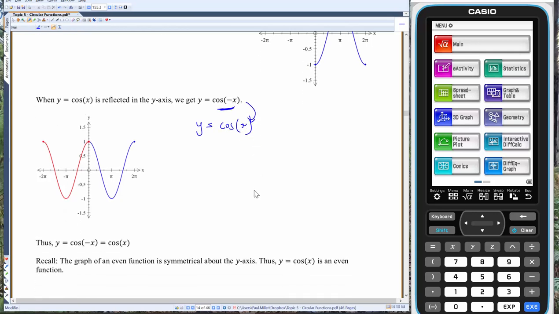And again, that's what the notes tried to articulate there: reflecting in the y-axis does nothing, so therefore it returns you to exactly the same thing. So this is an even function, okay? The function has no change if it's reflected in the y-axis.